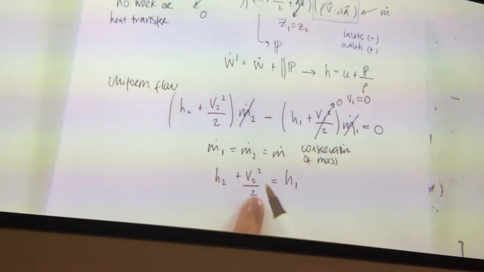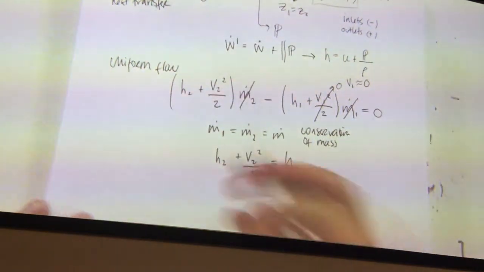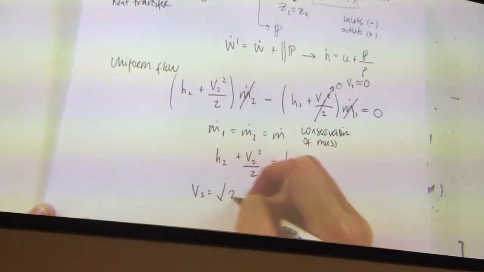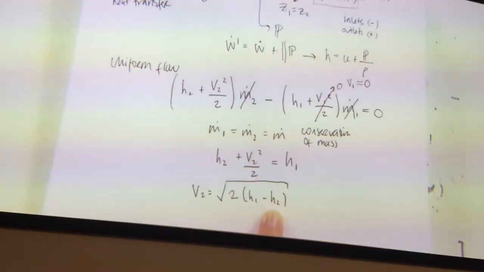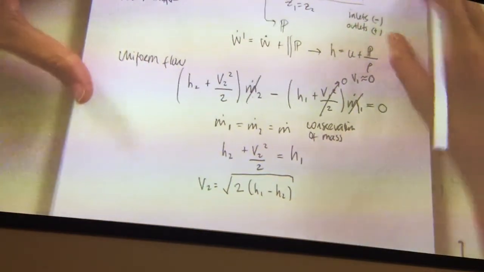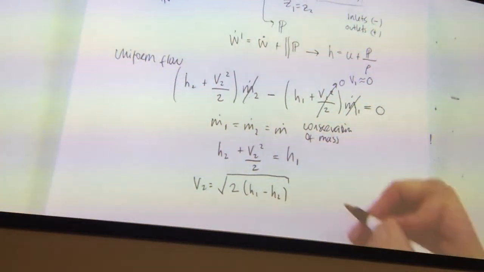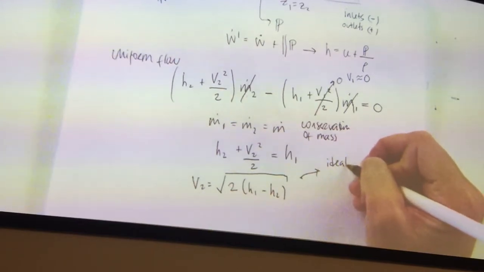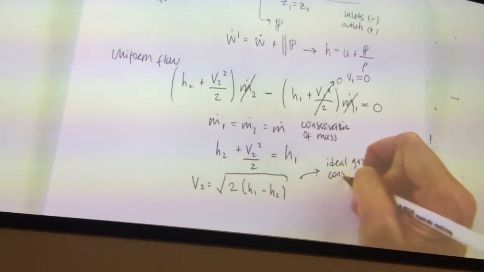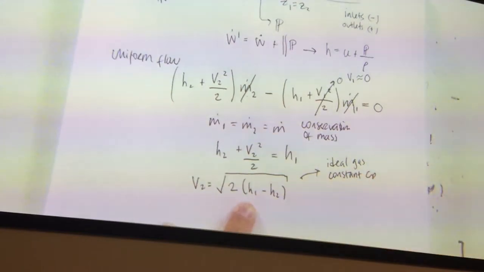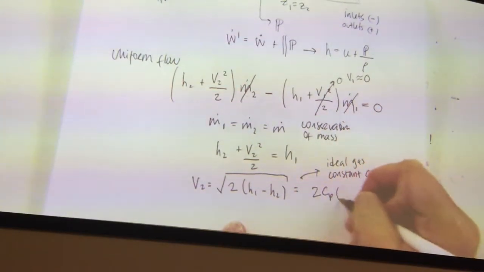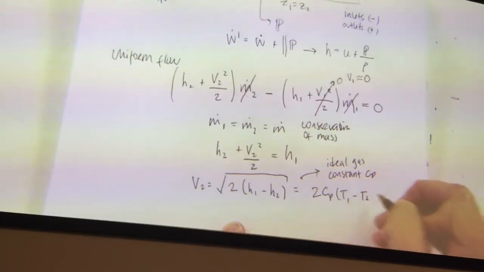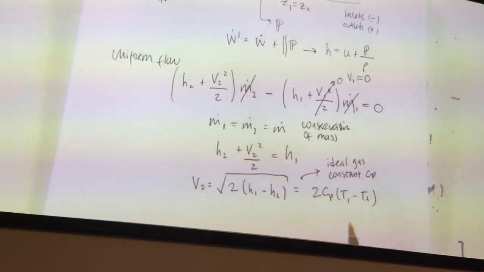Now, we want to solve for V2, that's what the problem is looking for. So V2 equals the square root of 2 times (H1 minus H2). Now, we don't really have the enthalpies, but we know from the thermodynamic equations, if we keep specific heat constant and an ideal gas, so we have an ideal gas and because of that we're also assuming constant Cp, we can use the definition of enthalpy to simplify this and put it in terms of temperature. That would be equal to 2 Cp (T1 minus T2), and this is just from the definition of H in terms of Cp and T.